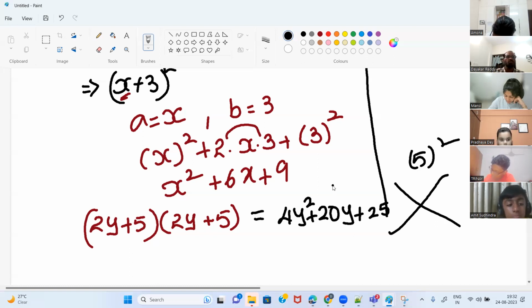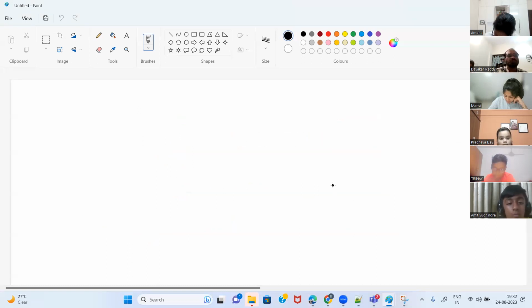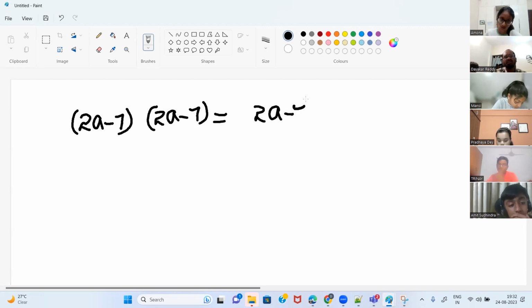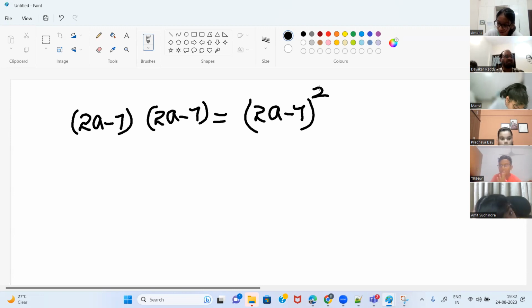Next problem. 2a minus 7 into 2a minus 7. Again, a into a square, which is 2a minus 7. This time it will be a square minus b square. Trinay, don't talk. Solve. Don't talk. I will ask.